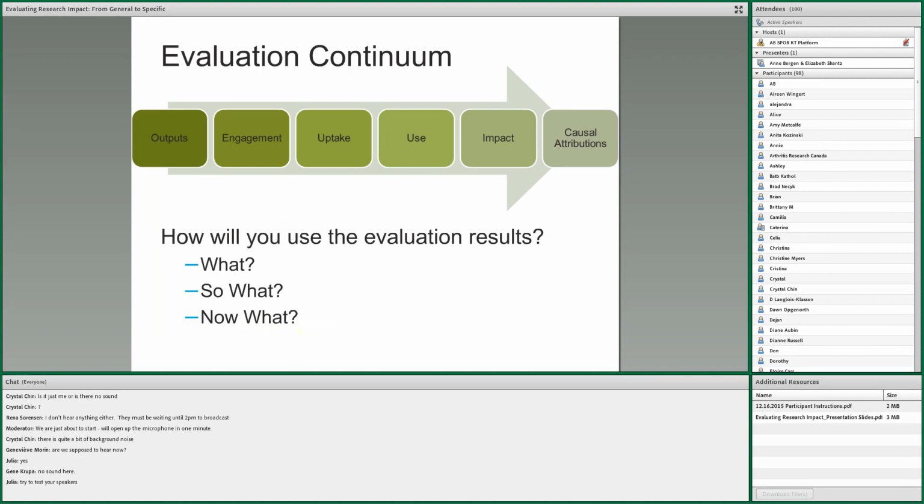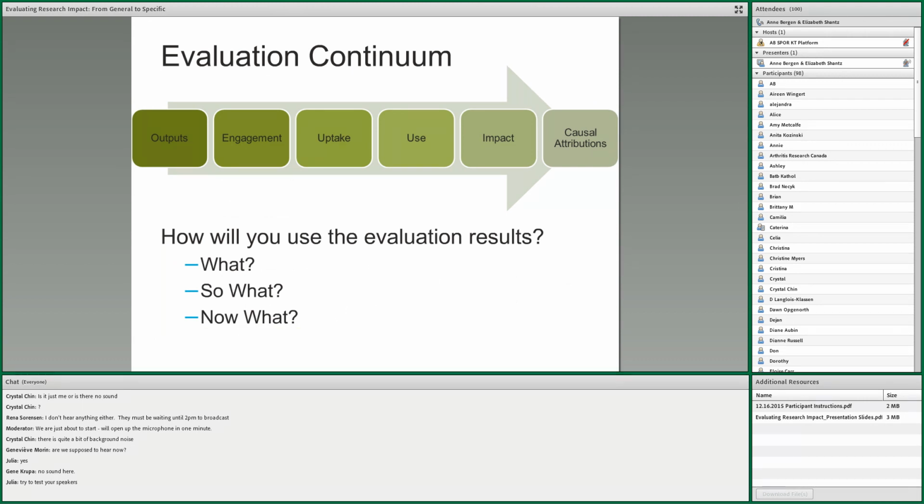So when you're thinking about research impact evaluation, there's a continuum of evaluation, starting with the outputs of research, all the way through engagement, uptake, use, and impact, and then sometimes even causal attributions from research to impact. The outputs of research are things like journal articles or posters, maybe a meeting that you have with a patient advisory group.